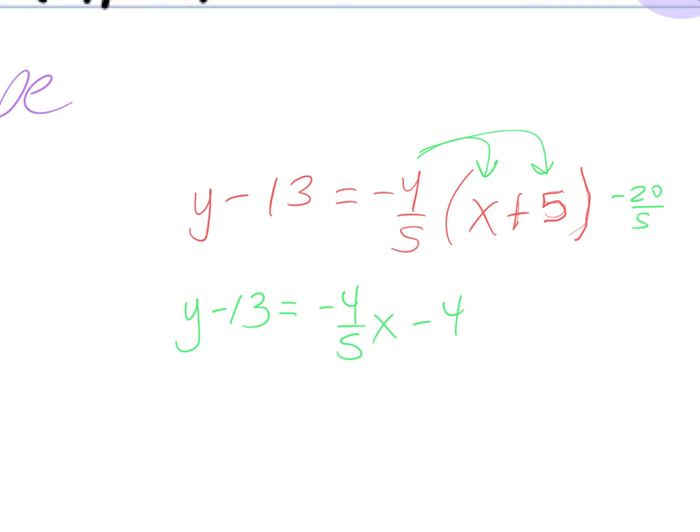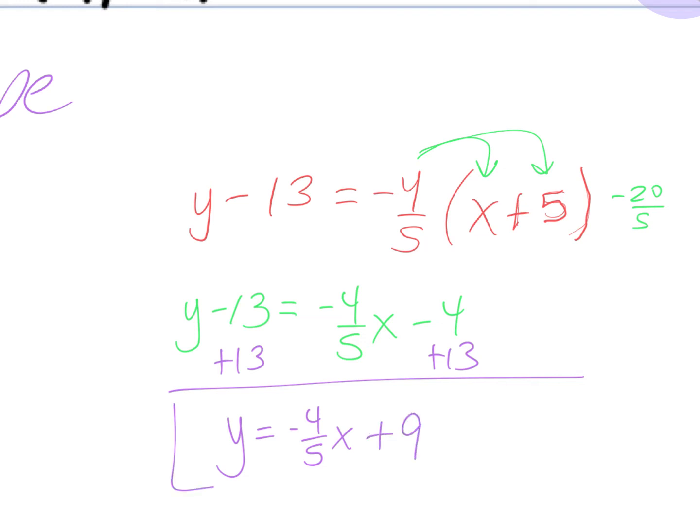So now the last thing I'm going to do is I'm going to add 13 to both sides. So I have y equals negative 4/5 x. What's negative 4 plus 13? What is it? Positive 9. And there is your equation.